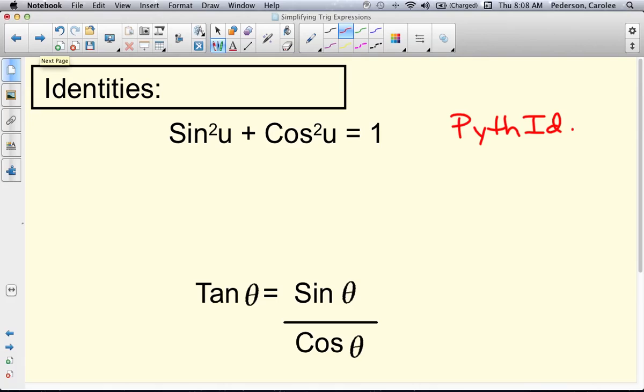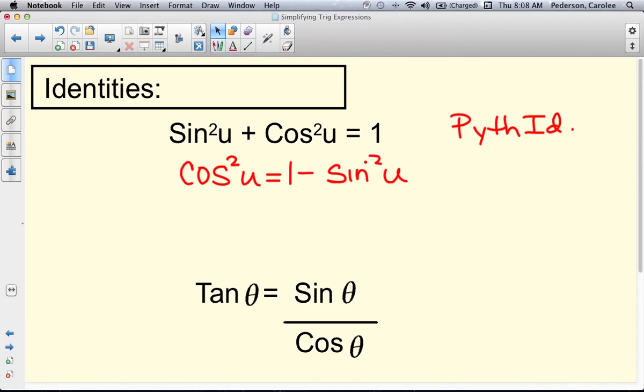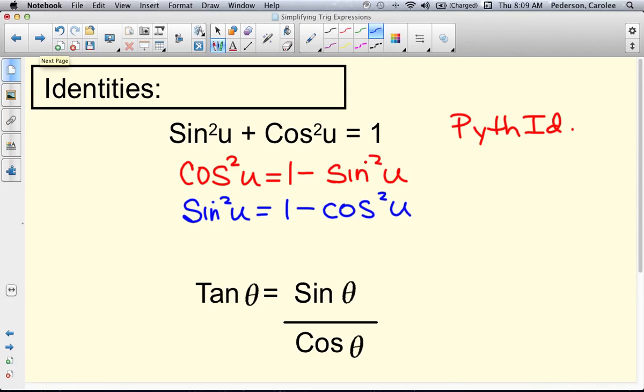Sine squared of u plus cosine squared of u equals 1. Remember, we can rewrite this equation in other forms. If I subtract sine squared of u from both sides and solve for the cosine squared of u, it looks like 1 minus the sine squared of u. I can also rewrite it where I leave the sine squared of u on the left, and I subtract cosine squared of u. So here are 3 different ways to rewrite that Pythagorean identity.